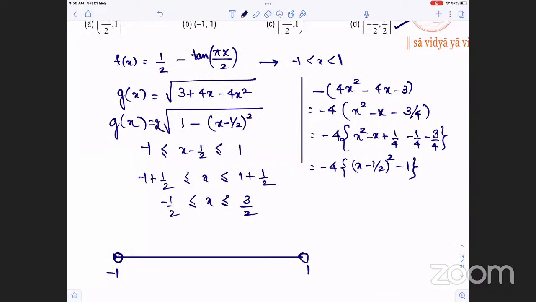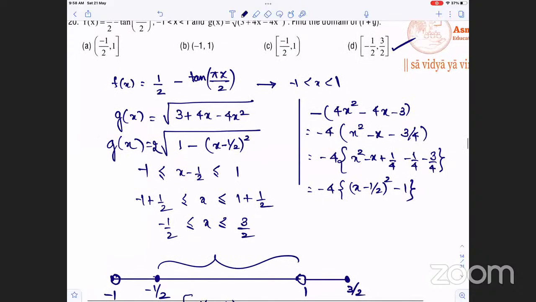-1/2 to 3/2. Oh, what is the overlap is this only. So it should be -1/2 comma this one. Yeah, I think the C answer is correct.